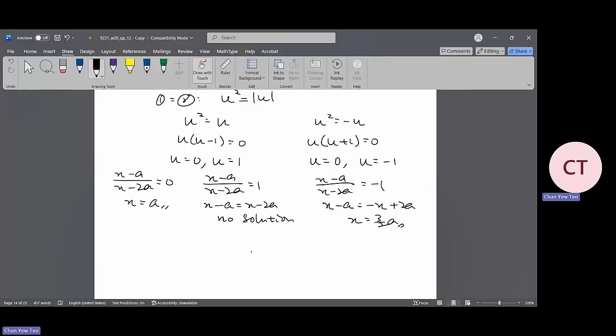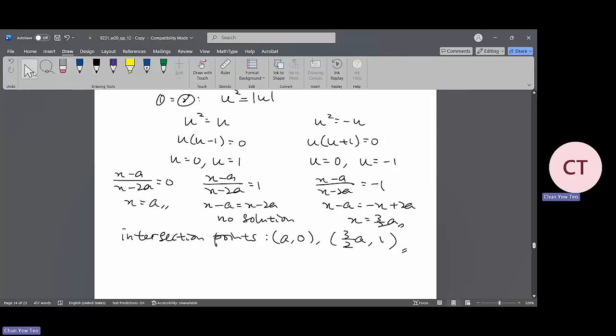Okay, so we have 2 answers here. Therefore, for the intersection points, we have x equal to a. Just now, when x equals a, y is equal to 0. And when x is 3/2 a, let's put it back into the equation. You can see that y is equal to 1. Okay, these are the intersection points that we have for C2 and C3.